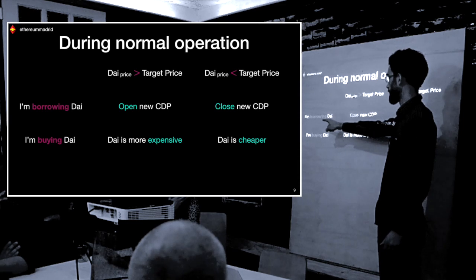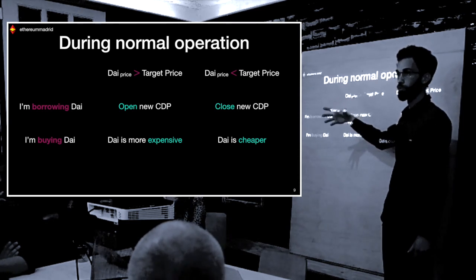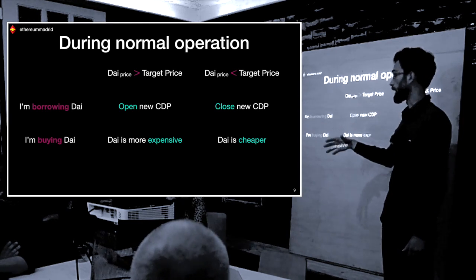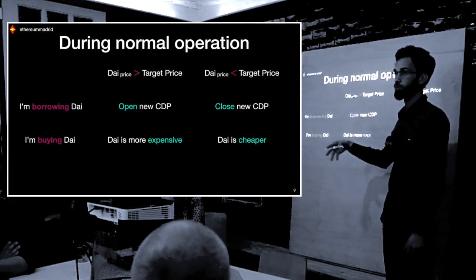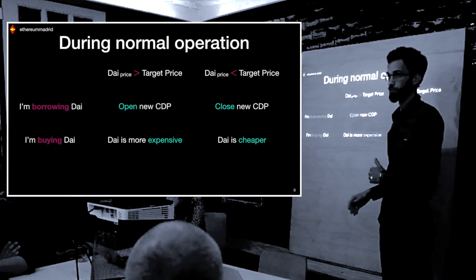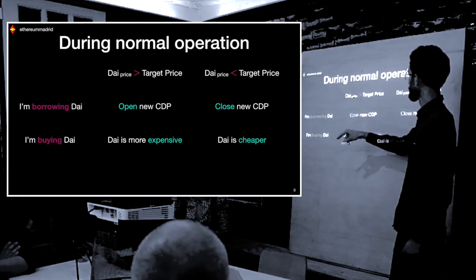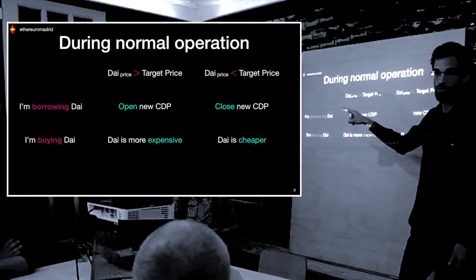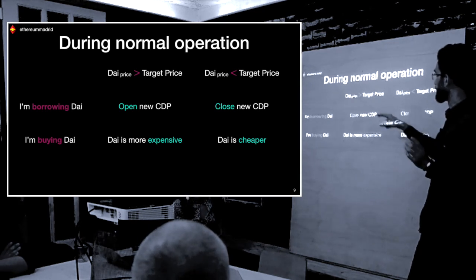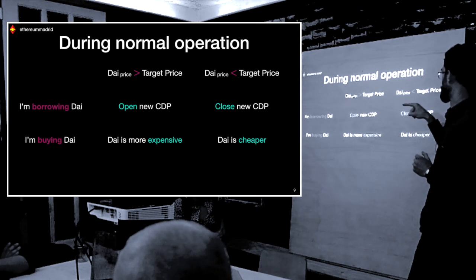As we've seen, whether I'm interested in borrowing DAI, so I'm interested in issuing new DAI to do something with it, whether it's to sell to other people or to use it as a financial product to do margin trading, for instance, or I'm interested in buying DAI to pay my bills. Those are the two types of behavior we're going to observe. And then two situations can occur. One is the price of DAI is above the target price, or it's below the target price.